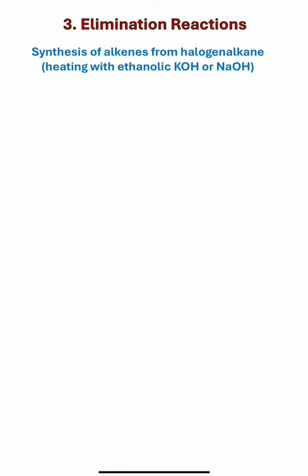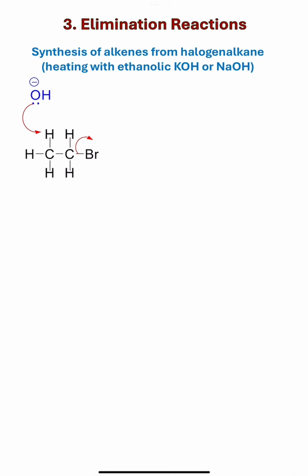The third reaction is the elimination reaction, and elimination reaction is basically the type of reaction that makes alkenes. With elimination reaction, you are removing elements to form a double bond. That's how you make an alkene. When you heat a halogenoalkane with ethanolic potassium hydroxide or sodium hydroxide, that will lead to the formation of alkene. The OH in this case, when it's ethanolic, will not act as a nucleophile, but it will act as a base.